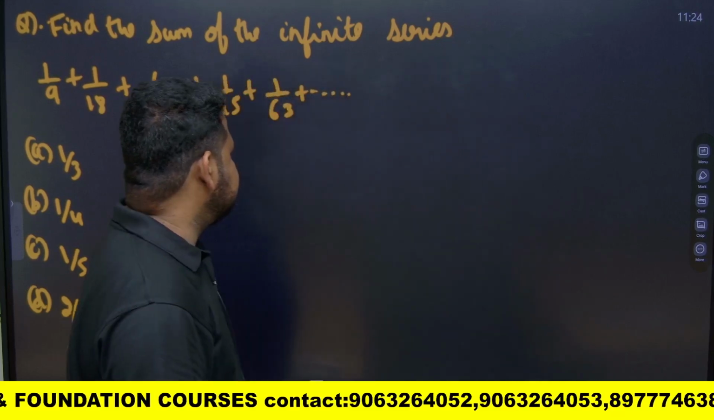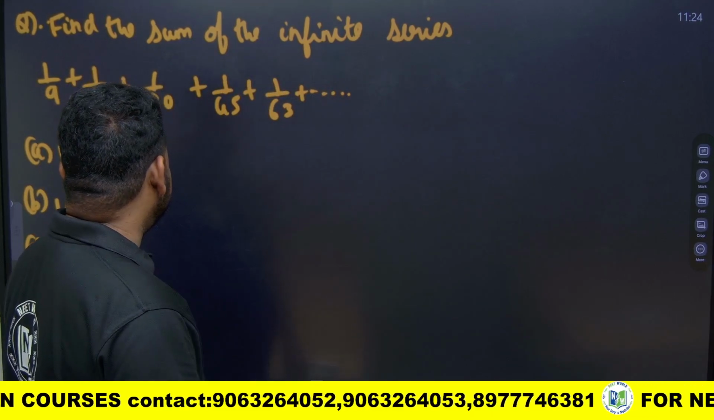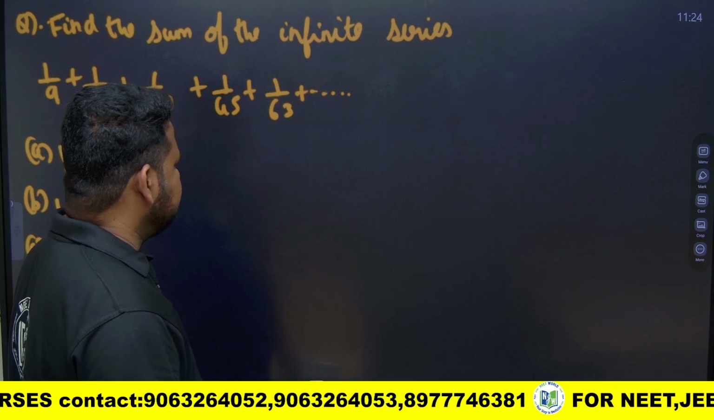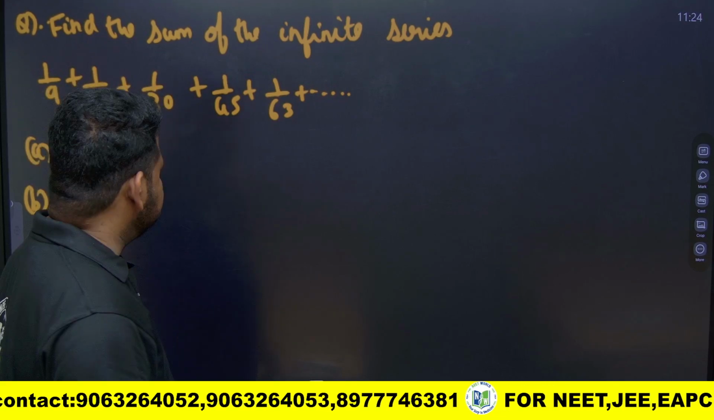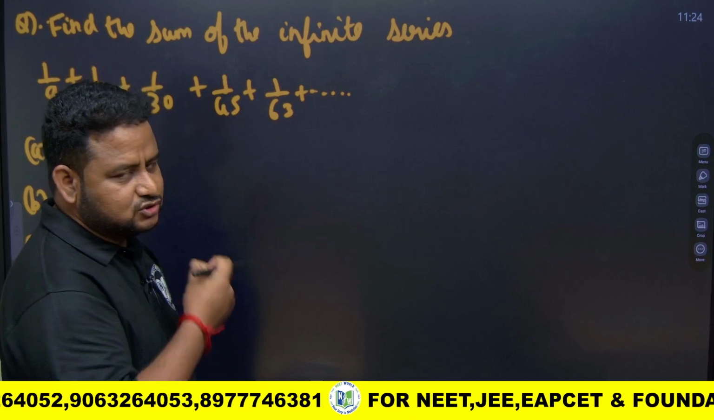This is a unique series, an infinite series, that is given. So how to solve this question? They have given 1/9 + 1/18 + 1/30 + 1/45 + 1/63. Here I am not seeing any telescopic series directly. So what can I see?